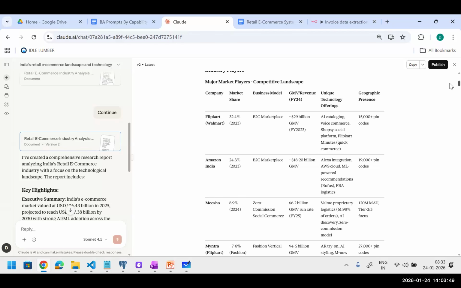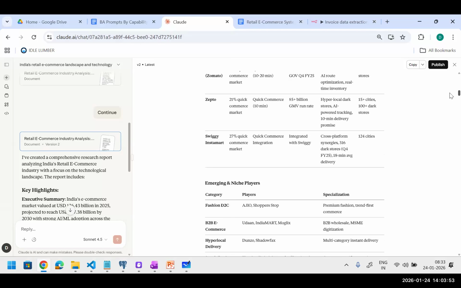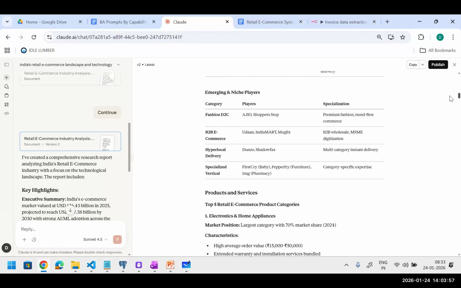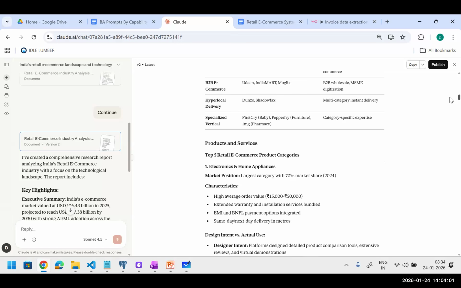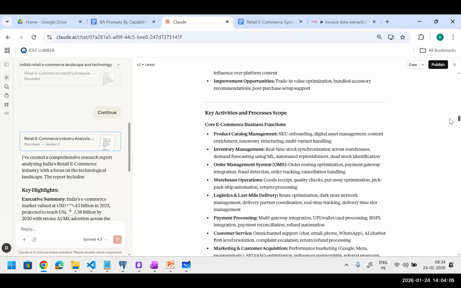Okay. So these are the competitors, because the prompt is engineered in such a way that it is generated like this. Who is coming up and how it operates is also there. Maybe it takes time to read. What are the key activities and processes? This is very important, right? Understanding the operations is very, very important for a business analyst.